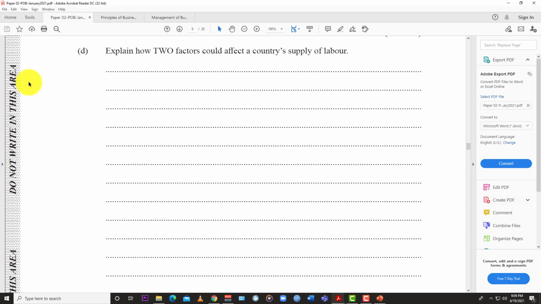One of the big things that affect a country's population, and therefore the supply of labor, is migration. Migration is one of those things that affect a country's supply of labor, besides birth rate and death rate. There are various reasons why people migrate, but there are two main factors that cause people to migrate as it relates to labor. Those are what you call the push factors and the pull factors.